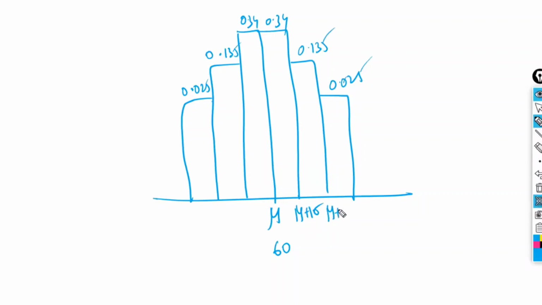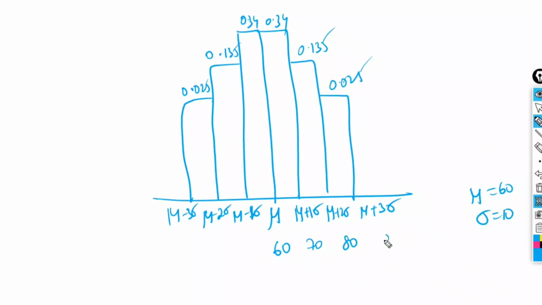This second number is mu plus 2 sigma. This is mu plus 3 sigma. Left side is mu minus 1 sigma, mu minus 2 sigma, and mu minus 3 sigma. Assume the sigma value is 10 and the mean value is 60. Now the next values are going to be 70, 80 and 90. On the left, it is 50, 40, 30.